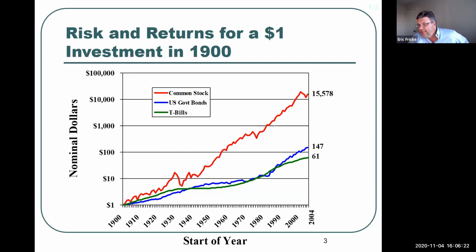And then the green line, those are our Treasury bills. You can almost think about that as cash, right? And that's very, very easy to predict. We know what our returns are going to be when we put money in cash or T-bills. And so that's why it's considered the least amount of risk.